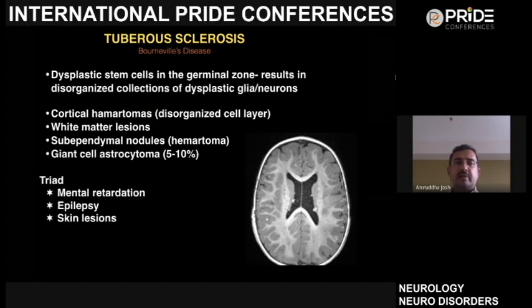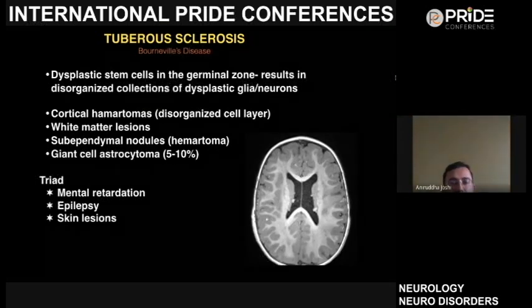These are the dysplastic stem cells in the germinal zone, resulting in a disorganized collection of dysplastic glial cells or neurons. There are cortical hamartomas, white matter lesions, subependymal nodules, the giant cell astrocytomas. Mainly the triad of symptoms are seen: mental retardation, epilepsy, and skin lesions. As we are doing the surgeries of tuberous sclerosis, basically we see there is an area of calcifications or areas of blooming on SWI images.